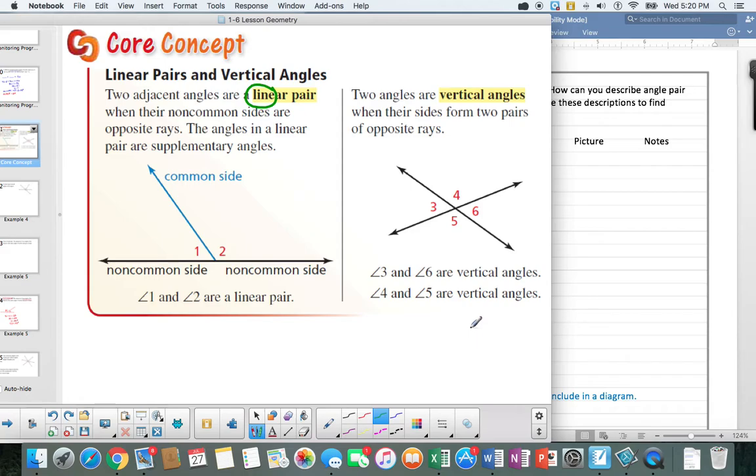Okay, vertical angles are angles like 3 and 6. And the reason those are called vertical angles is because, let's go ahead and put some color, this ray and this ray are opposite rays. And then this ray and this ray are opposite rays. So angle 3 and angle 6 are made up of 2 pairs of opposite rays. And vertical angles will always have this cross idea. If you don't see the cross, you're not going to be seeing vertical angles.